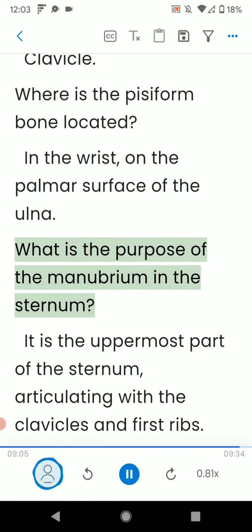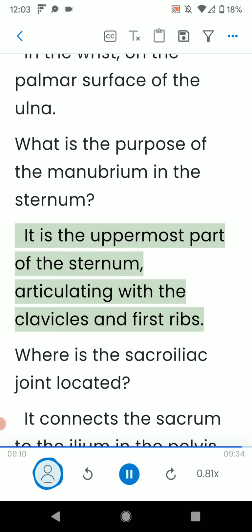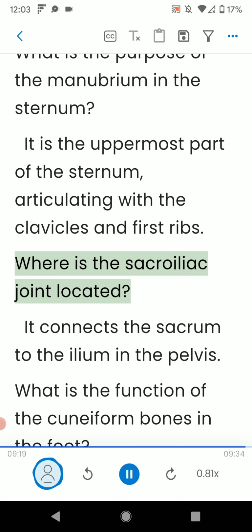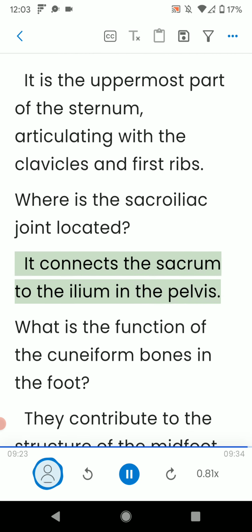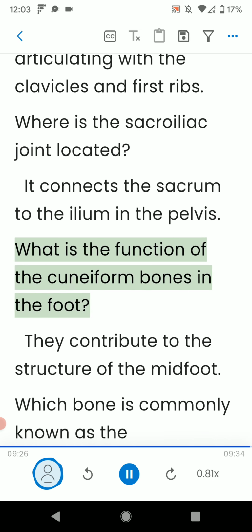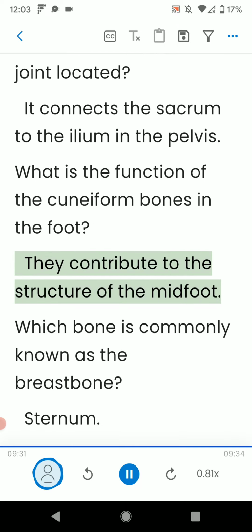What is the purpose of the manubrium in the sternum? It is the uppermost part of the sternum, articulating with the clavicles and first ribs. Where is the sacroiliac joint located? It connects the sacrum to the ilium in the pelvis. What is the function of the cuneiform bones in the foot? They contribute to the structure of the midfoot.